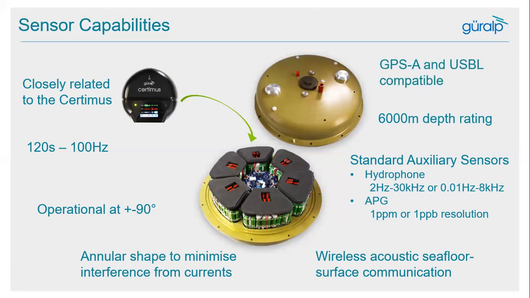And finally, the Aquarius is GPSA and USBL compatible. This means we can locate the instrument very, very accurately on the seafloor. So in the future, this could be used for GPS and geodetic studies, as well as seismic studies.